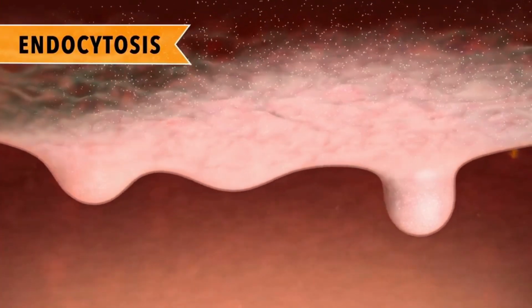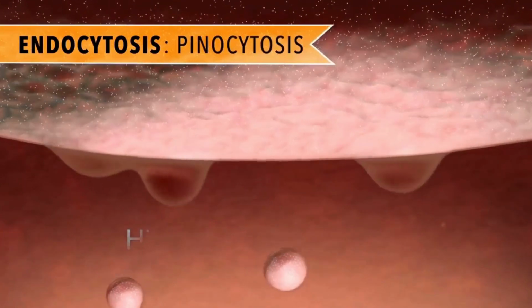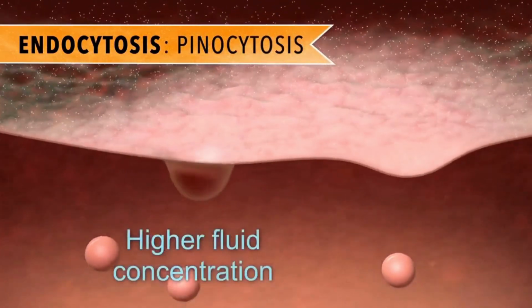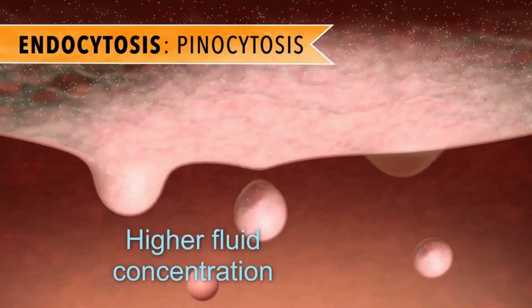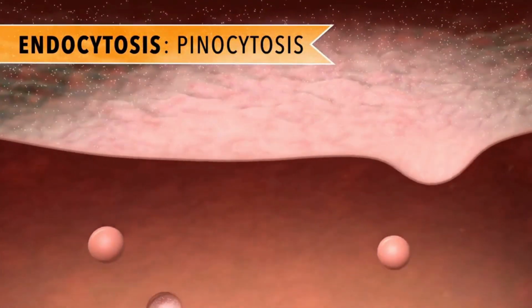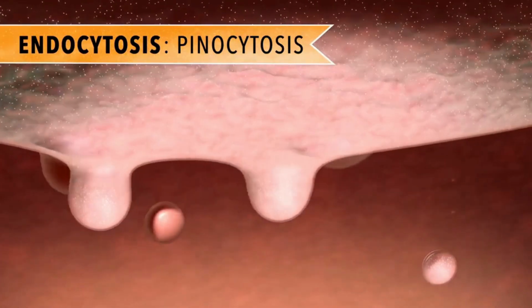In another type of endocytosis, called pinocytosis, the cell takes in fluids by creating pockets in the cell membrane. The cell can ingest a large amount of fluid this way by pinching off these cell membrane pockets into the cytoplasm.